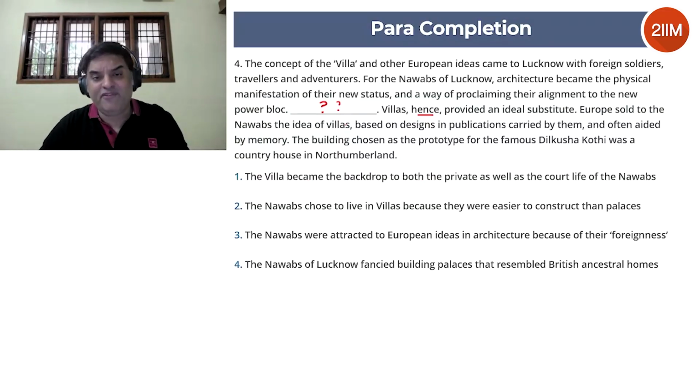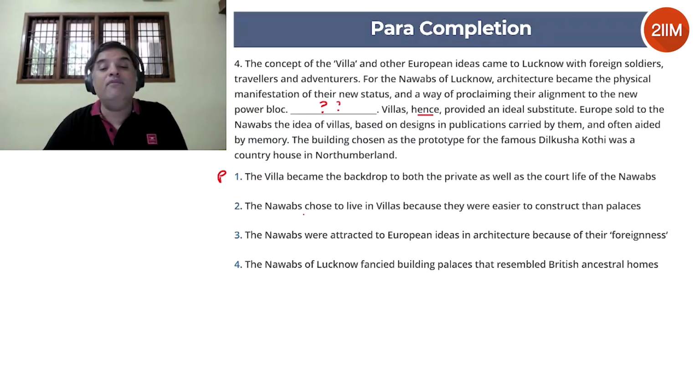If I fit this here and I read the sentence, so, and a way of proclaiming their alignment to the new power block, the villa became the backdrop to both the private as well as the court life of the Nawabs. Villas hence provided an ideal substitute. Fair enough, it can fit. It can fit in the first sentence. So let's park that. Okay, sorry, the first option can fit.